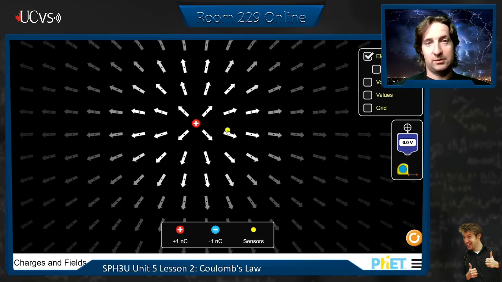And they call this the sensor here. So as you can see, if I move this yellow dot around, this represents another positive charge. And as you can see, positive and positive, they repel. So the arrow's always going away from my positive charge. And I can move this around.